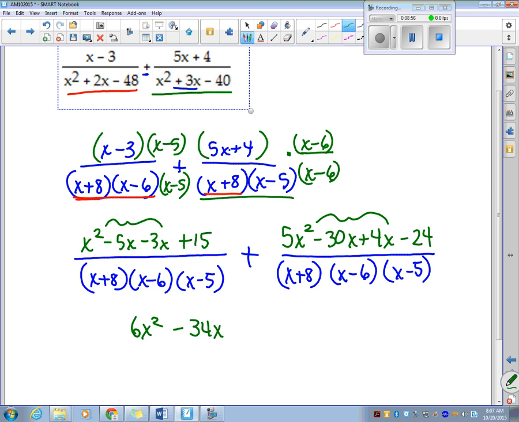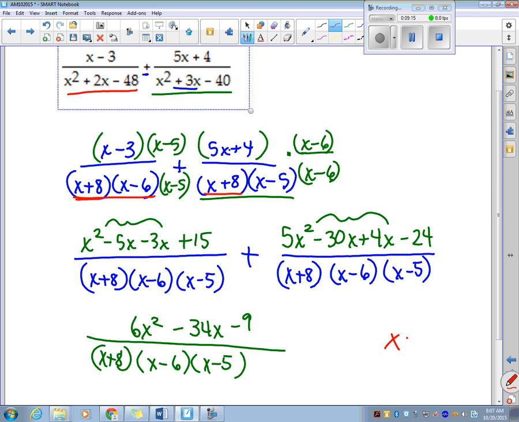Okay. Now, the last step, well, we have to do our restrictions, right? What can x not be? The restrictions on the domain, x cannot be negative 8, positive 6, and positive 5, right? And we got that from looking at the bottom here. Why is it positive 6 and positive 5?